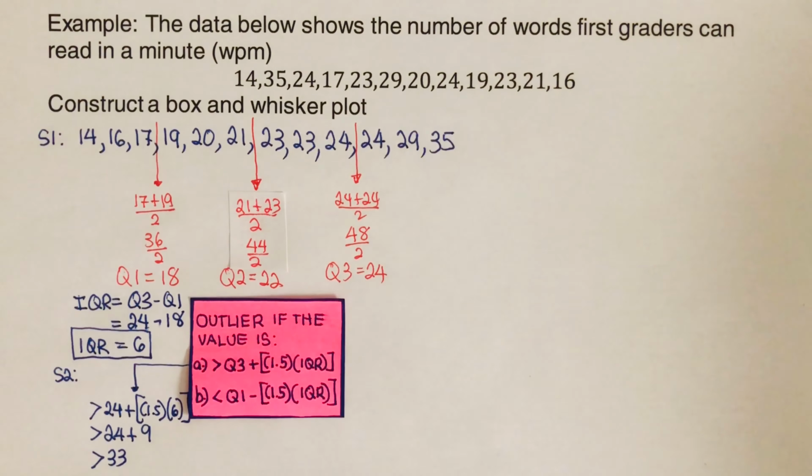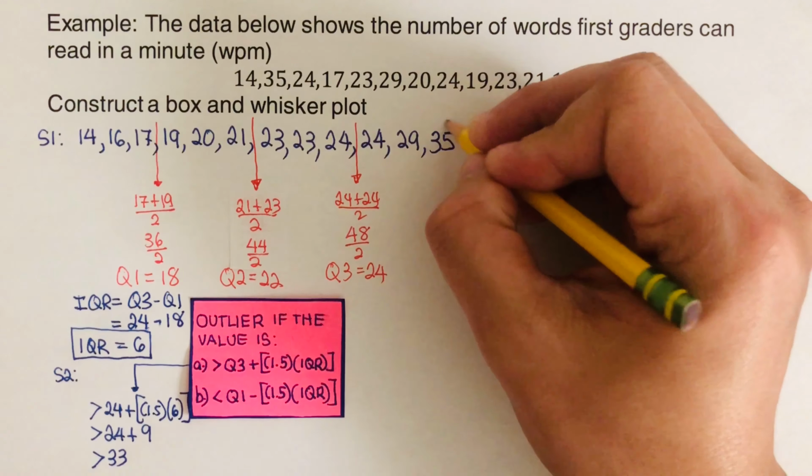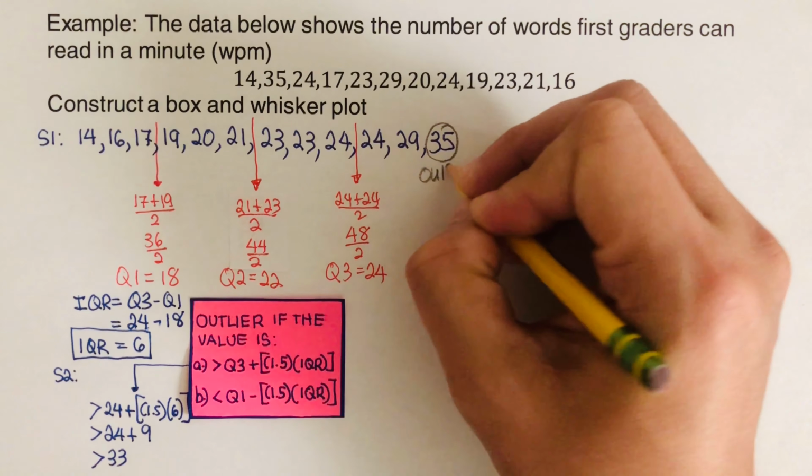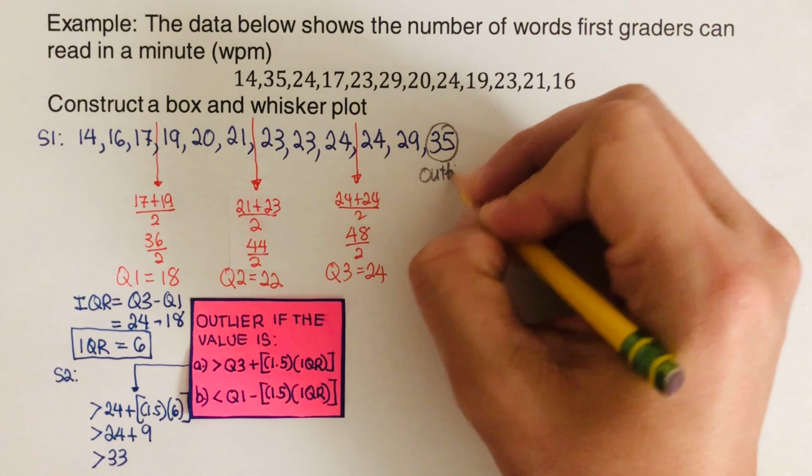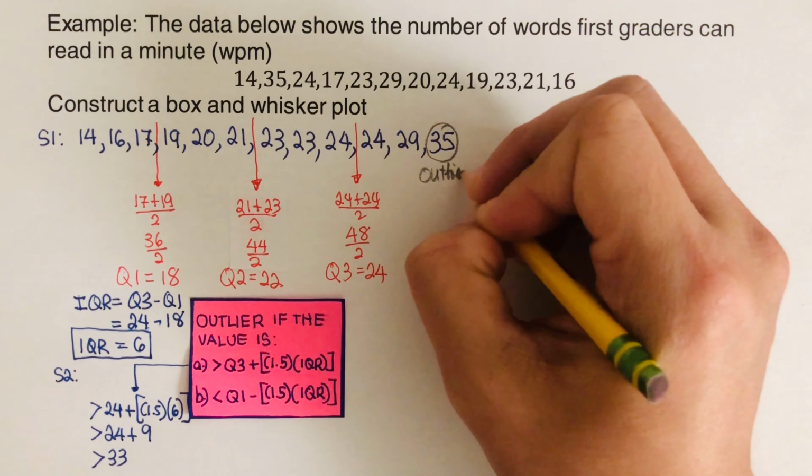So looking at this data that we have here, anything greater than 33, which is 35, this is an outlier. So I'm just going to write that as outlier. That's 35 because it's greater than 33.